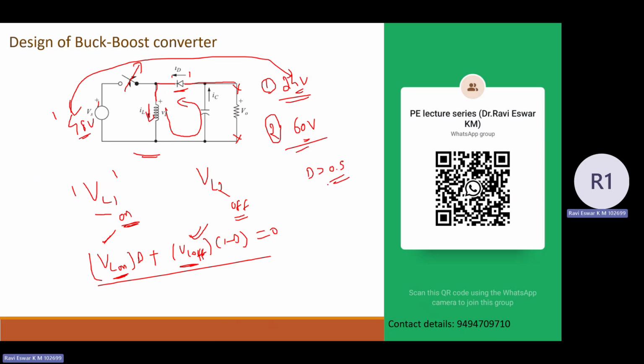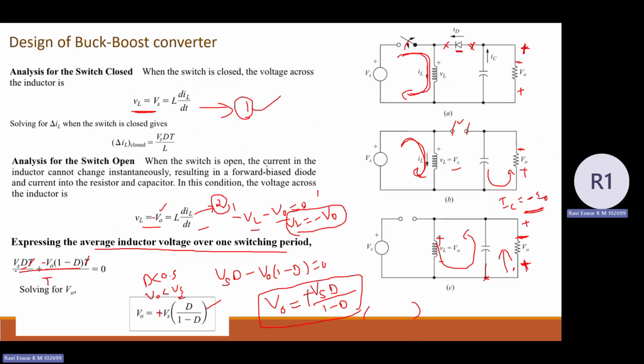So in one case, duty can be made less than 0.5 to meet the load requirement, operating this converter in buck operation. In another example case, I can increase the duty greater than 0.5 and meet the load requirement of 60 volt by performing the boosting operation. So that is the importance of the buck boost converter, where the output voltage requirement is wide range with respect to input. There you can apply this buck boost converter. So this is the analysis behind the buck boost converter.